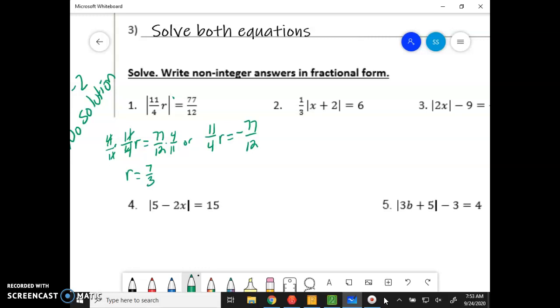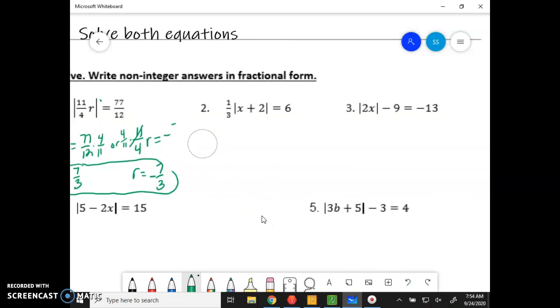All right, next one. We're going to solve it the exact same way. We're going to multiply by 4/11, and this will all cancel out. And on this side, it's going to be the same answer, only we have a negative number times 4/11, which is equal to -7/3. Okay, so those are my two options for r. You could certainly write r is equal to plus or minus 7/3. All right, number two.